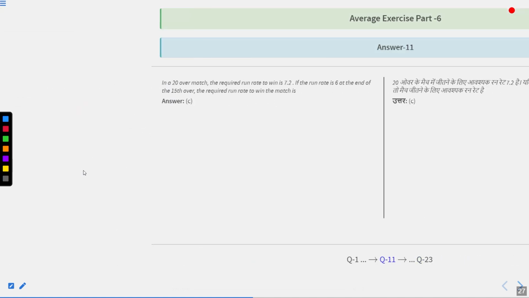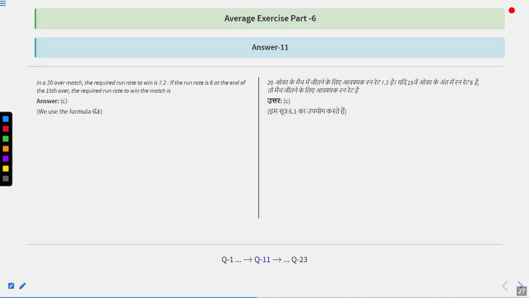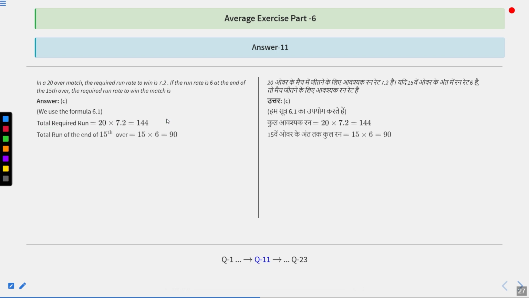Now time's up. Let's see the solution. We use the formula 6.1. The question says that in a 20 over match, the required run rate is 7.2. So what will be the total run? 20 into 7.2, which becomes 144.